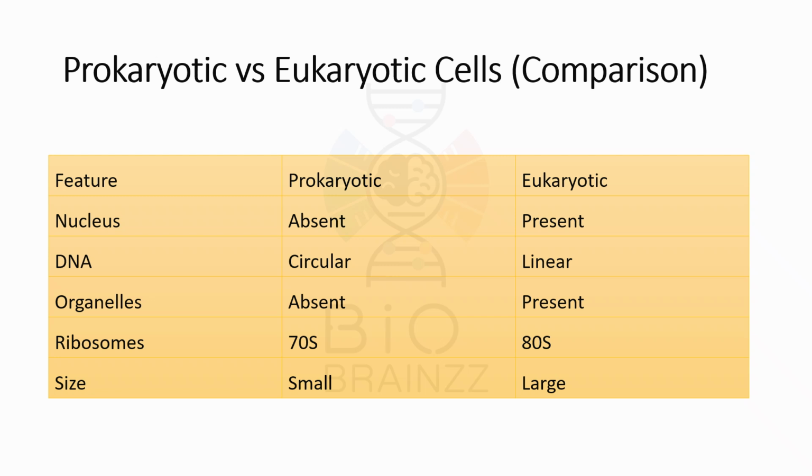Ribosomes are 70S in prokaryotes and 80S in eukaryotes. Size is also different, with prokaryotes being smaller and eukaryotes larger. These differences are very frequently asked in exams, so you must revise this table multiple times.